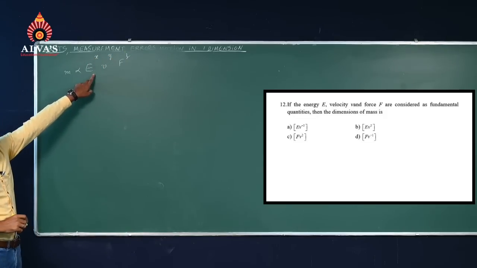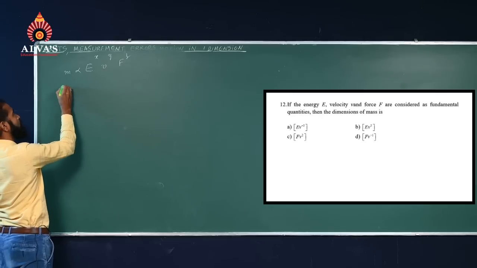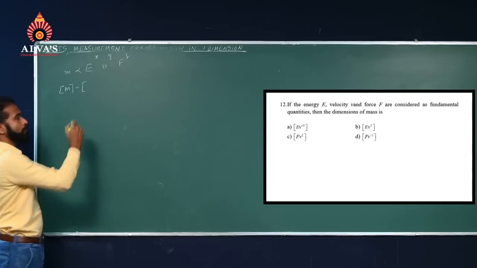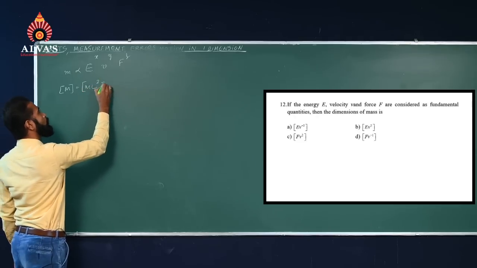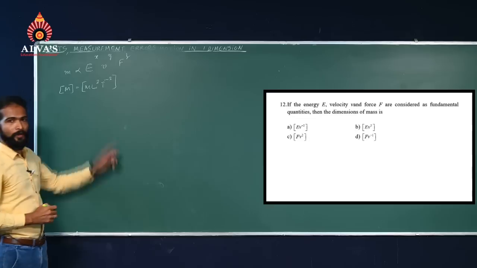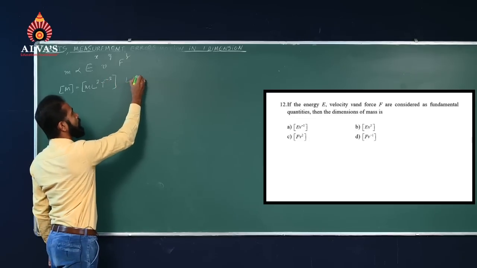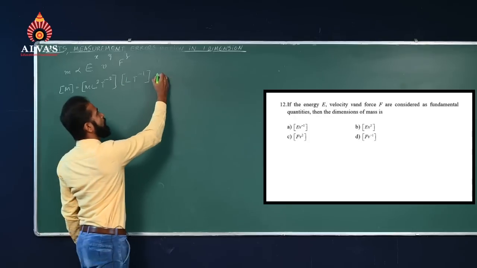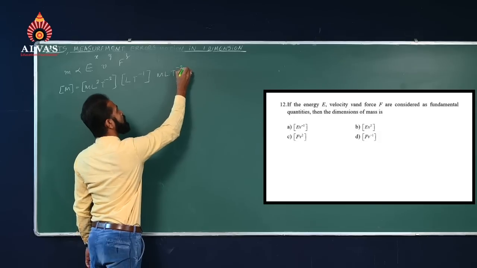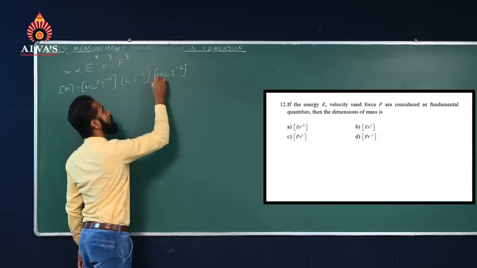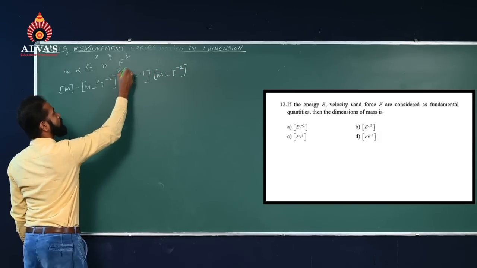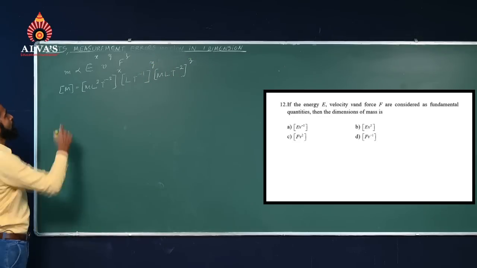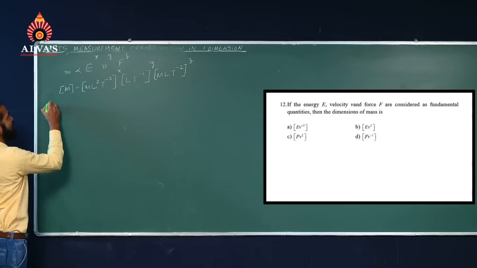Where E stands for energy, let us substitute. Mass has a dimension of only M, whereas energy has a dimension of M L squared T to the power minus 2. Velocity has a dimension of L T to the power minus 1, and force has a dimension of M L T to the power minus 2, but each term carries some power. So this has a power of x, y, and z.